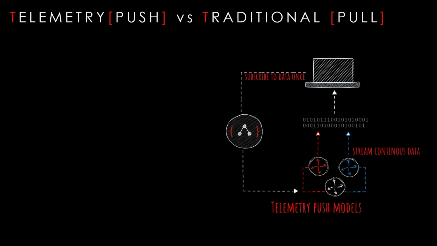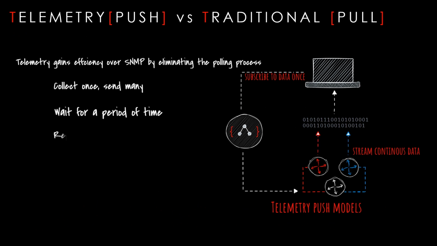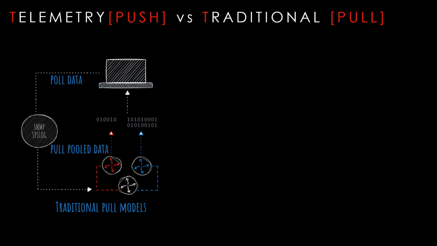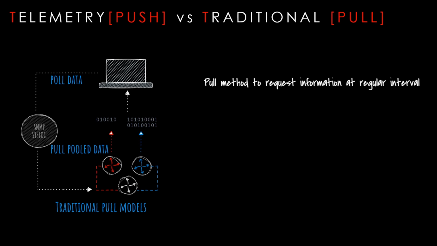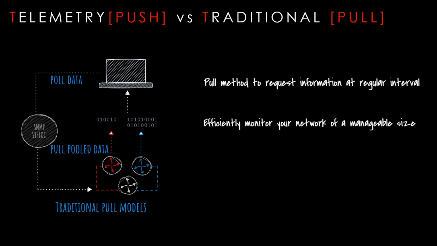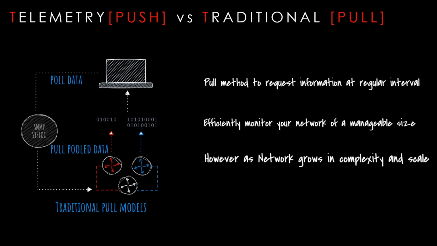Telemetry gains efficiency over SNMP by eliminating the polling process. Instead of sending requests with specific instructions that the router must process each time, telemetry uses a configured policy to recognize what data to collect, how often to collect it, and to whom it should be sent. Traditional methods use a pull model to request information at regular intervals. The data you collect may help you to efficiently monitor a network of manageable size. However, as your network grows in complexity and scale, the data that you poll may be insufficient for efficient and effective monitoring.